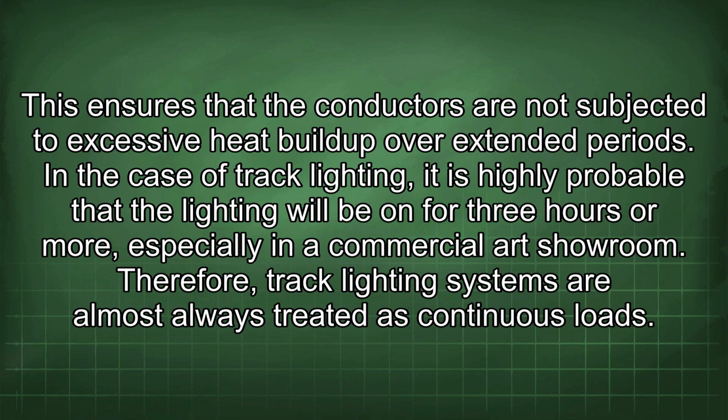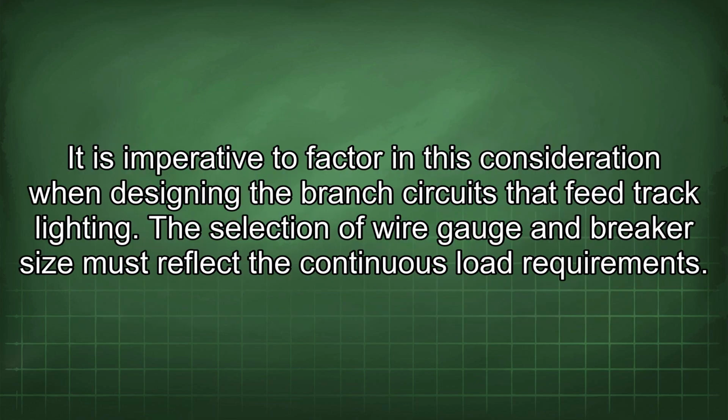In the case of track lighting, it is highly probable that the lighting will be on for 3 hours or more, especially in a commercial art showroom. Therefore, track lighting systems are almost always treated as continuous loads. It is imperative to factor in this consideration when designing the branch circuits that feed track lighting. The selection of wire gauge and breaker size must reflect the continuous load requirements.